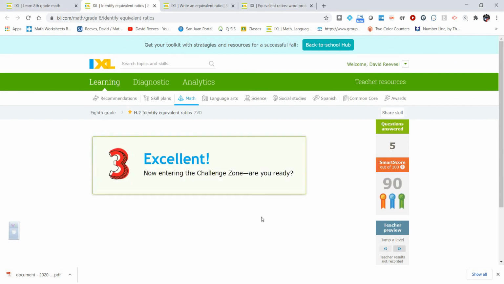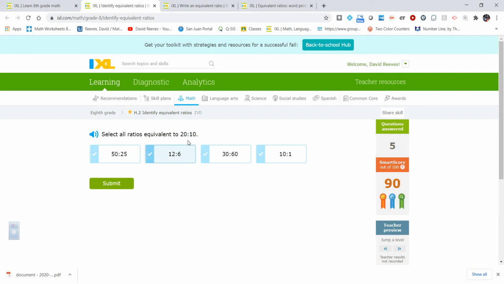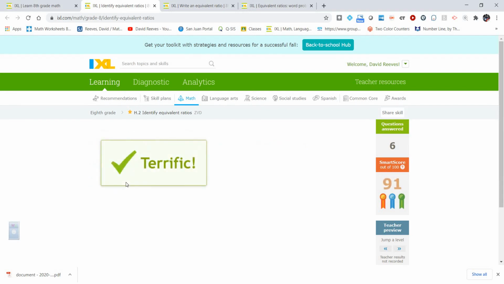All right, and then when we get up into the challenge zone, does it get any more difficult? No, it's the same idea. In fact, it's easier. 20 to 10 is the same as 2 to 1, right? So we're looking for ones where the first one is twice as big. 50 is twice as big as 25. 12 is twice as big as 6. 30 is half as big. Nope and nope.